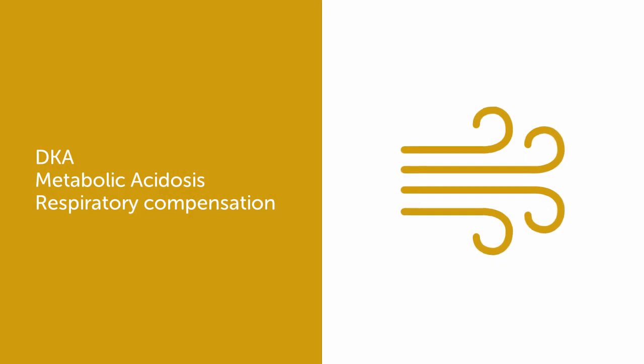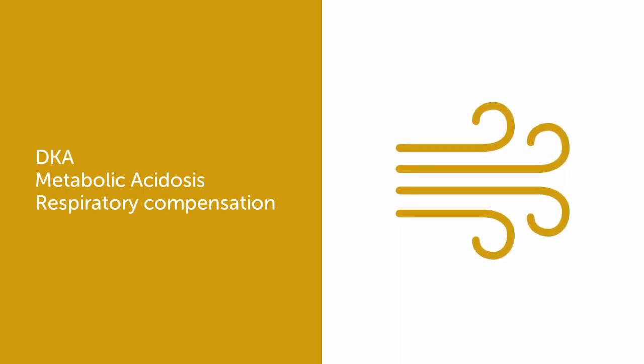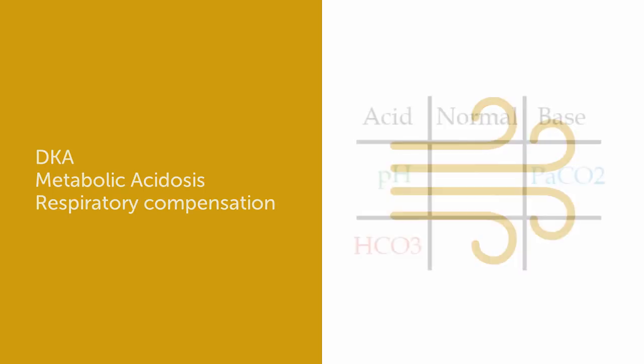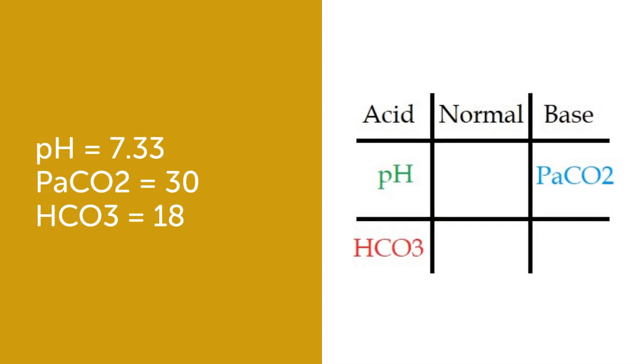They would have a metabolic acidosis because of their ketoacidosis, meaning their bicarb is low. In compensation, they would have an increased respiratory rate as they try and blow off CO2. Remember that CO2 is the acidic component. The goal is to try and bring the pH back to a normal state. Here's an example of what that would look like.